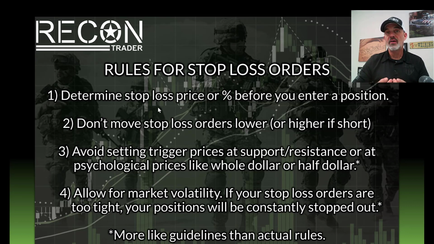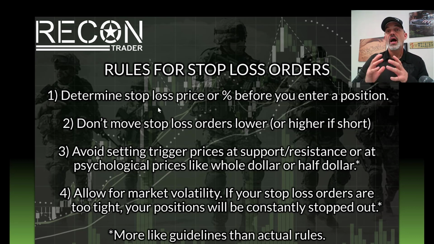Another area you want to try to avoid is whole dollar or half dollar numbers. For example, if EOS support is at $2, you might want to go $1.95 for a stop loss, or you might want to go $1.94. Avoid those whole dollar, half dollar, round numbers that people target. You don't want to be grouped in with a bunch of people because you're all going to get wiped out at the same time. Give yourself a little leeway if your strategy allows for it.